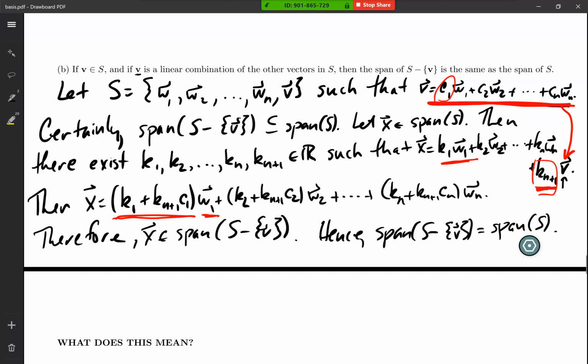That make sense? Cool. Other questions on this?